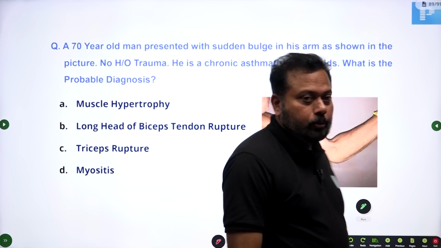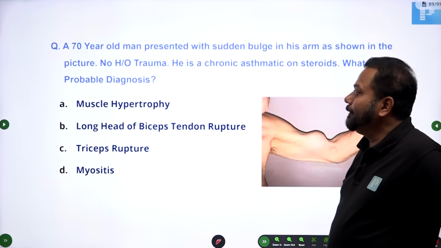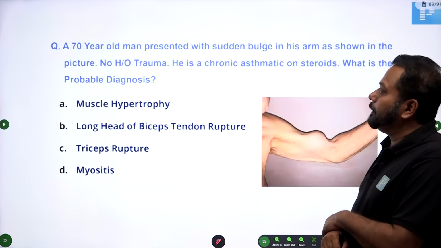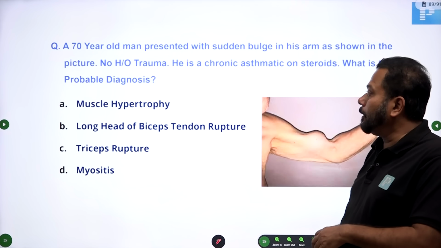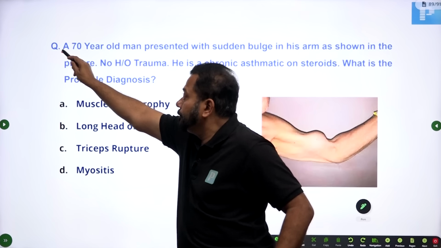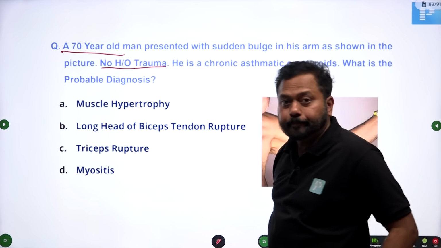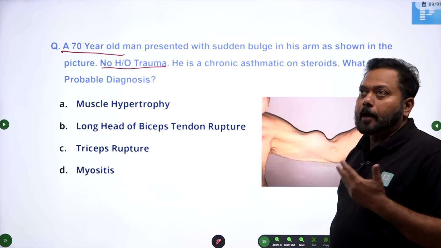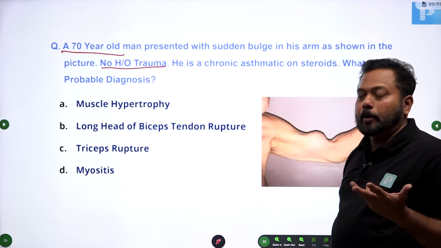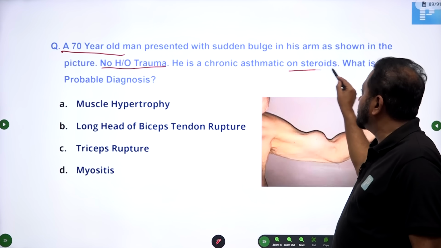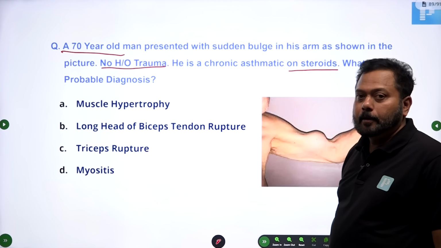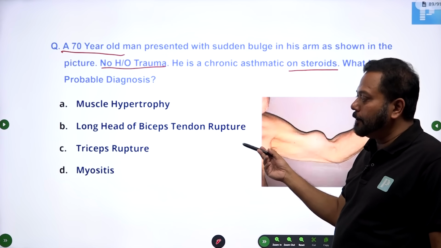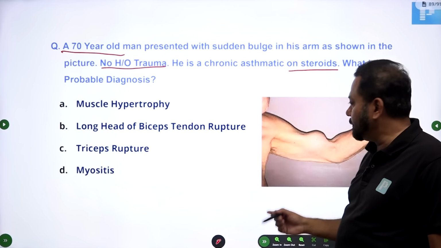We will move on to the last question. A 70-year-old man presented with a sudden bulge in his arm as shown in the picture. No history of trauma. The age is 70, and he is a chronic asthmatic. You know, for asthma the drug we commonly give is steroids. So, asthmatic on steroids, what is the probable diagnosis? Muscle hypertrophy, long head of biceps tendon rupture, triceps rupture, myositis.